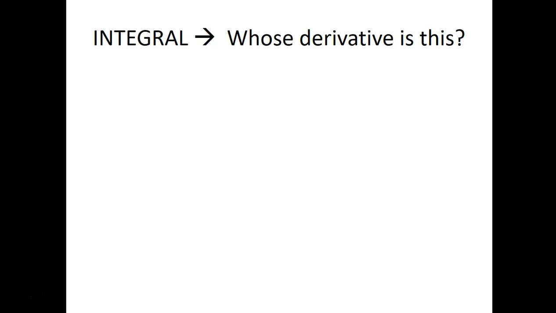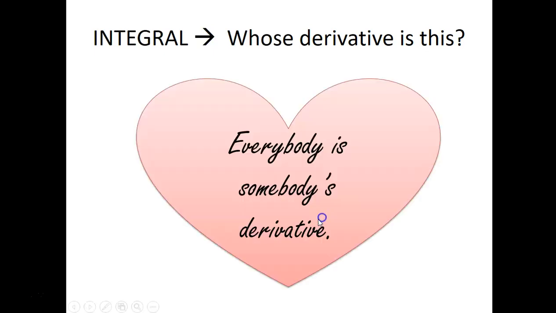We're about to undo everything we've done, right? I'm going to want to look at a function like sine of 5x and go, whose derivative is that? And I should be able to figure that out. So here we go. I want you to remember this. This is really important. Everybody is somebody's derivative. Isn't that romantic? It's a really beautiful sentiment.